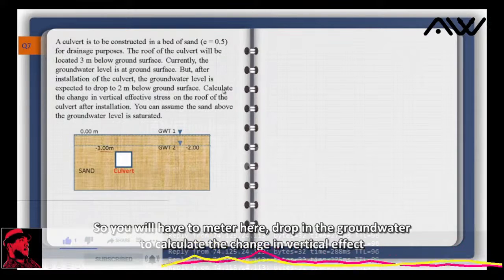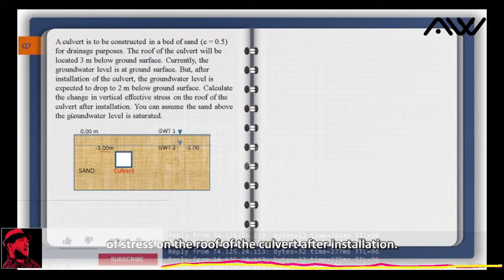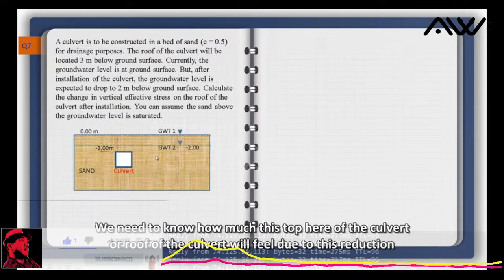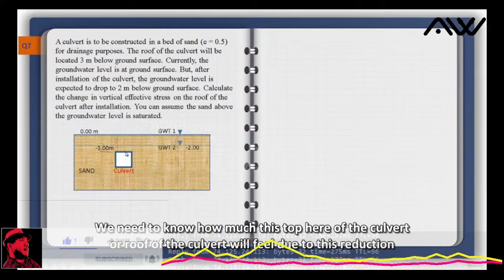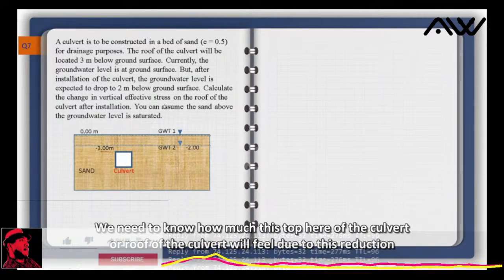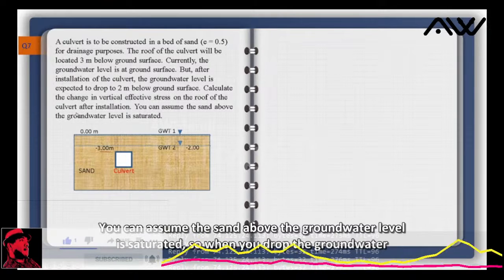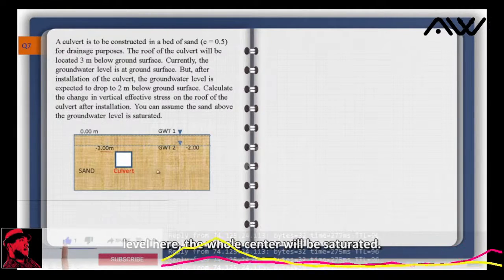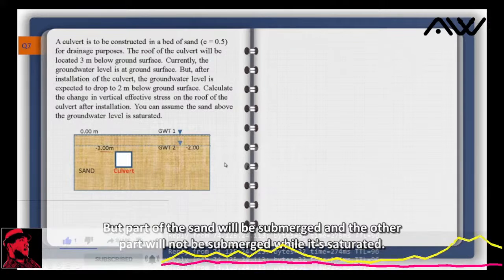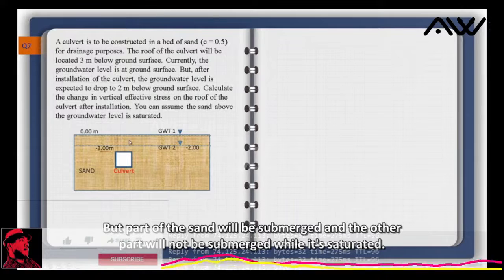Calculate the change in vertical effective stress on the roof of the culvert after installation. We need to know how much this top of the culvert, or roof of the culvert, will feel due to this reduction in the groundwater table. You can assume the sand above the groundwater level is saturated. So when you drop the groundwater level here, the whole sand will be saturated, but part of the sand will be submerged and the other part will not be submerged while still saturated.